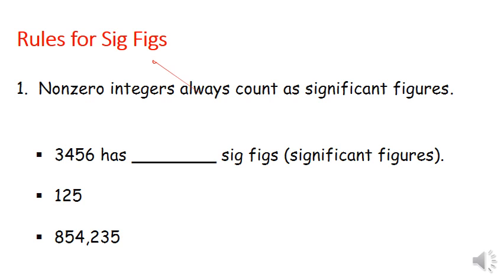So the first rule says all non-zero integers. So any number that is not a 0 always, one of my favorite words in chemistry, always counts as a significant figure. For example, 3,456 has 4 sig figs. 125 would have 3. And this number would have 6 significant figures. Every digit that is not a 0 counts as significant. Seems easy enough, right?